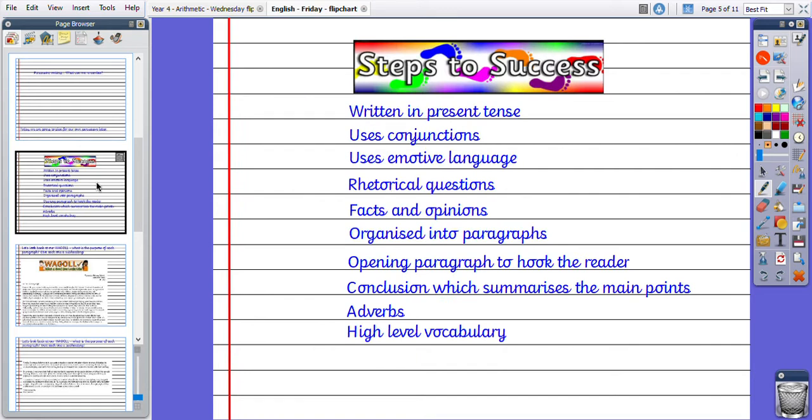Okay then, so some of the ideas you might have remembered is that it's written in the present tense, it uses conjunctions, emotive language, some rhetorical questions to get the reader to think and feel the way you feel, facts and opinions to support your ideas, it's organised into paragraphs. Each paragraph's got a meaning, a purpose, so the opening paragraph hooks the reader and it gives you an overview. The conclusion, which summarises the main points, and it uses adverbs and high-level vocabulary. So well done if you got any of those when you were trying to remember the features of persuasive writing.